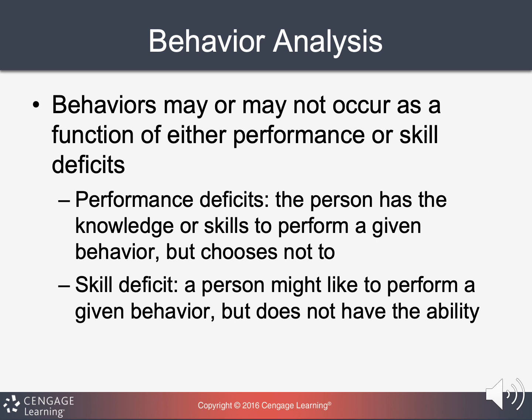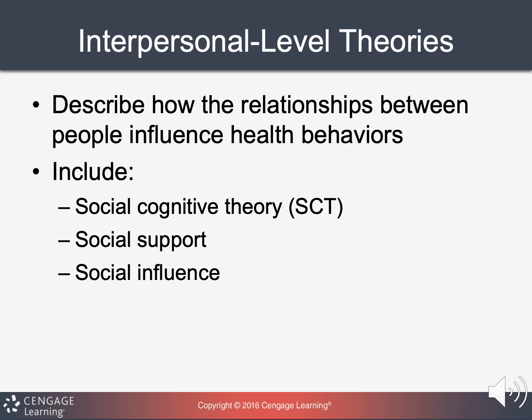Behavior analysis. These are behaviors that people might have or want to have. Performance deficit is when a person has the knowledge for it but doesn't do it. Skill deficit is the opposite. A person wants to complete or do a behavior, but they do not have the knowledge or the ability. Interpersonal level theories describe relationships between people, and those include social cognitive theory, social support, and social influence.